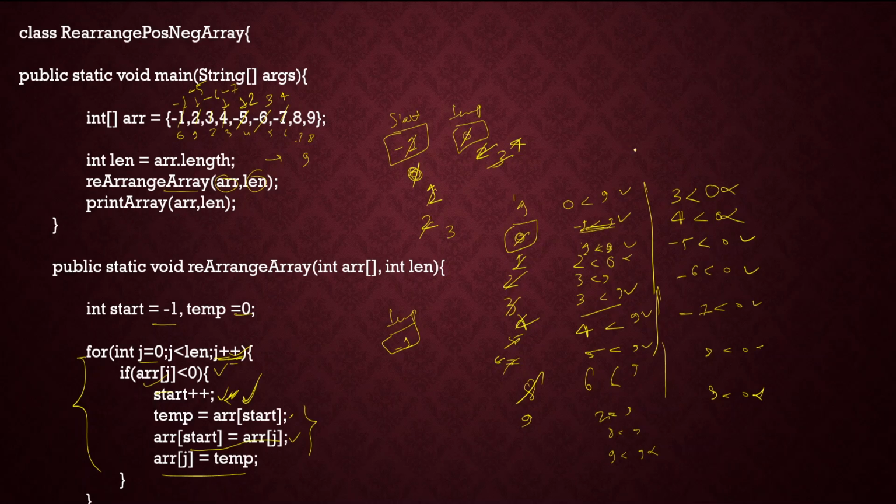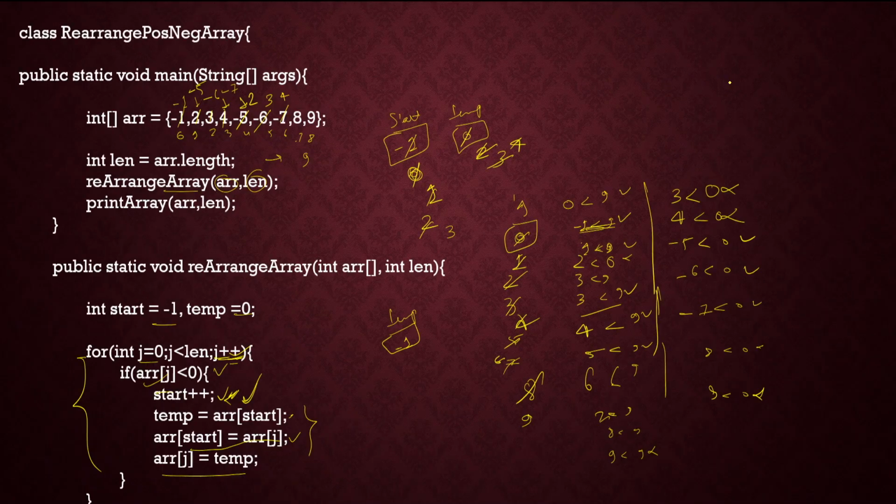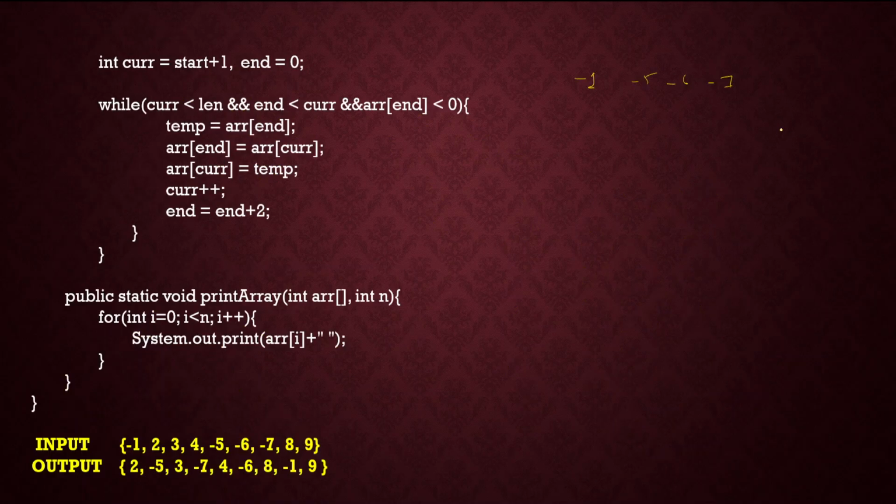What array do we have now? We will take it forward. Okay. First we have got -1, -5, -6, -7. Then 2, 3, 4, 8, 9. This is our value as a new array.